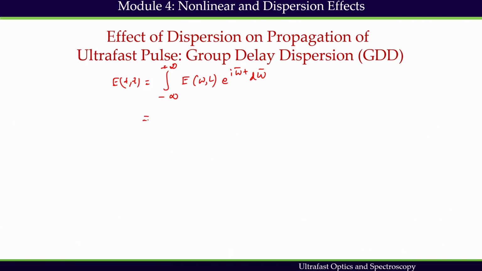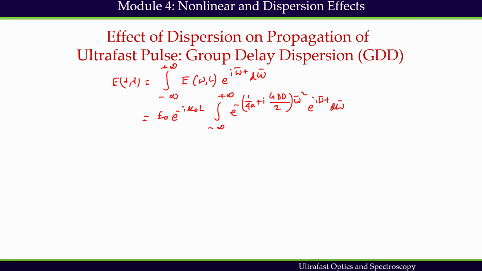So finally what we get is E naught, then e to the power minus i k naught L, which comes out of the integral, then the integral from minus infinity to plus infinity of e to the power minus (1 by 4a plus i GDD divided by 2) omega bar square, then e to the power i omega bar t, d omega bar. This is the expression we get.